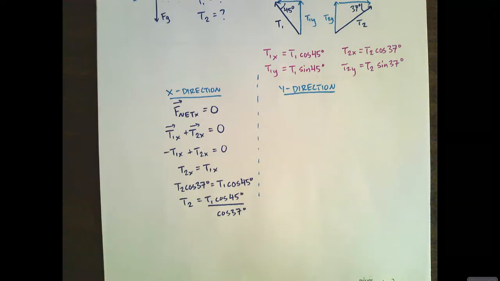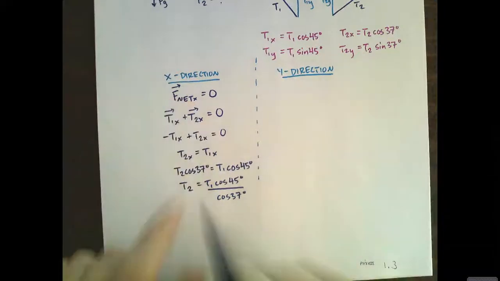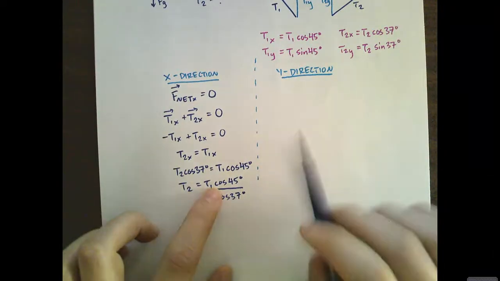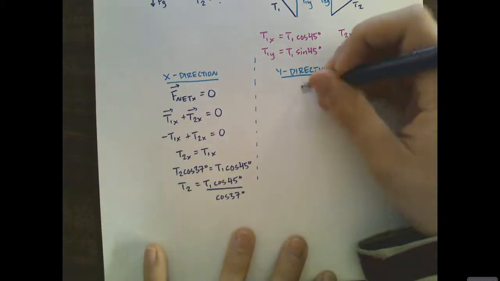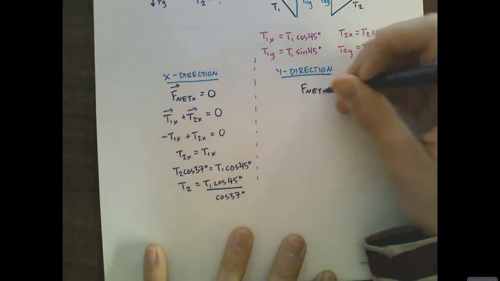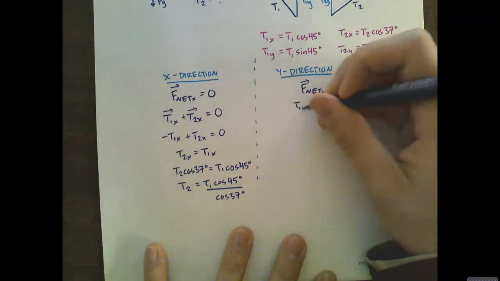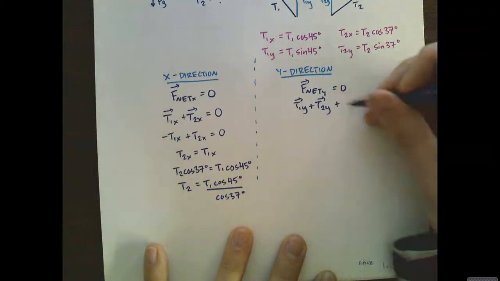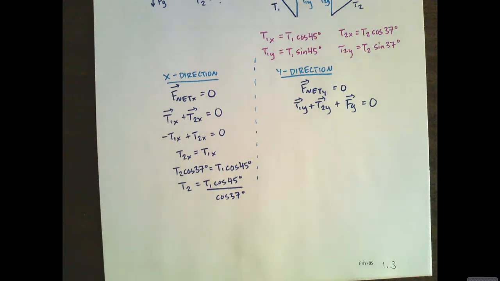Now, here is what I was talking about, where we have now hit a dead end. We don't know what T1 is and we don't know what T2 is. Let's pump the brakes here and take a look at the y direction and see if we can figure something out. So the y direction is a very similar setup. F net y equals 0. We've got T1y plus T2y, just like in the x direction, but in this case we also have FG. All of those are added together to equal 0.